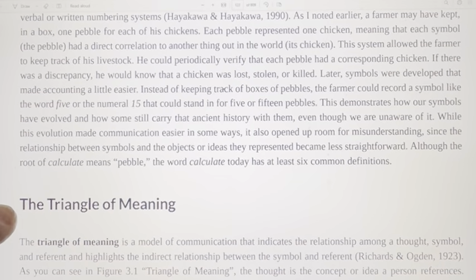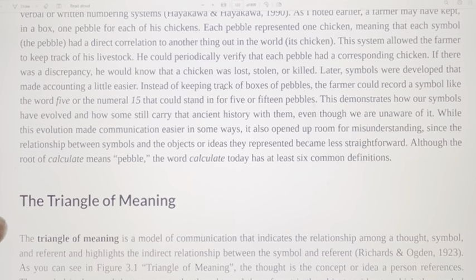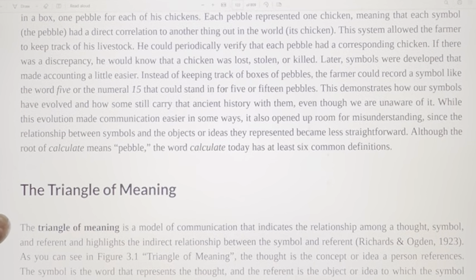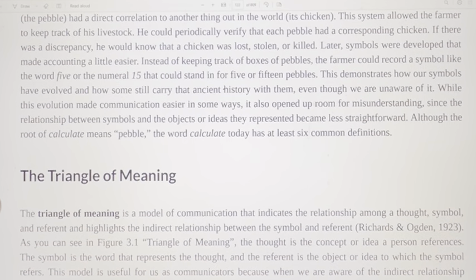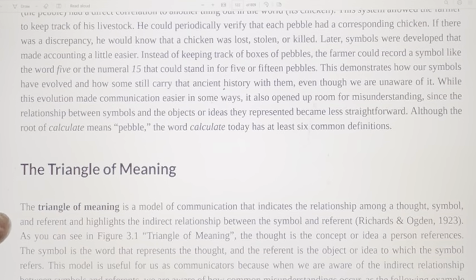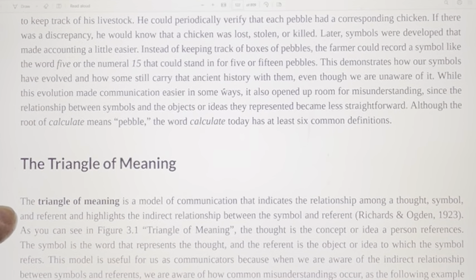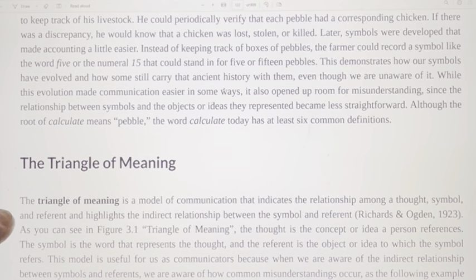Each pebble represented one chicken, meaning that each symbol, the pebble, had a direct correlation to another thing out in the world, a chicken. This system allowed the farmer to keep track of his livestock. He could periodically verify that each pebble had a corresponding chicken. If there was a discrepancy, he would know that a chicken was lost, stolen, or killed.